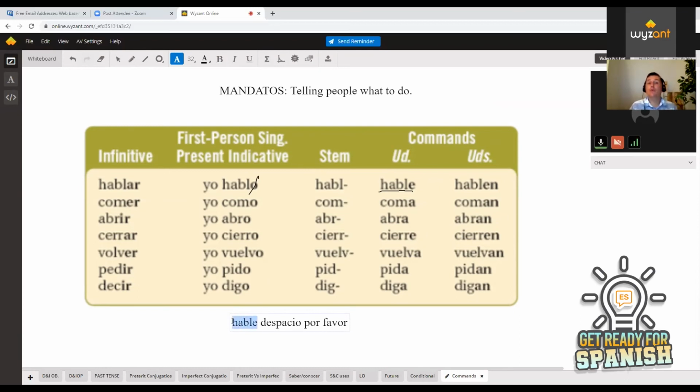So that is what a command is. You're telling people what to do. It doesn't mean that you are ordering people, it has nothing to do with that, although when we say commands, people think about that.